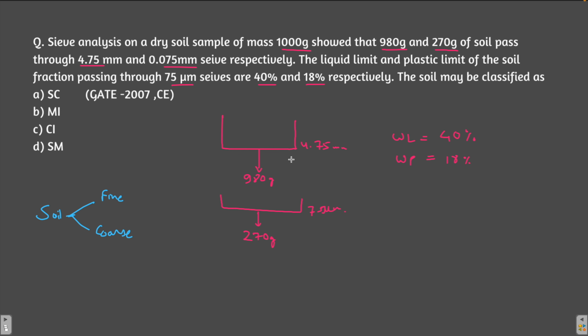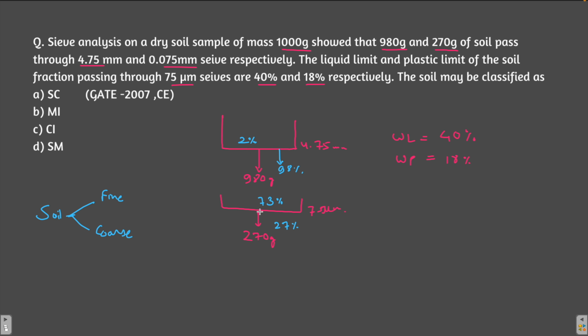So let's do that. From the 4.75 millimeter sieve, how much is passing? 980 grams. 980 grams of 1000 grams means 98% of the soil is passing through the 4.75 millimeter sieve, and only 2% is retained. And 270 grams of the soil is passing through the 75 micron sieve. That means 27% is passing through the 75 micron sieve, and how much percent is retained? 100 minus 27, 73% is retained. 73% is retained on the 75 micron sieve.